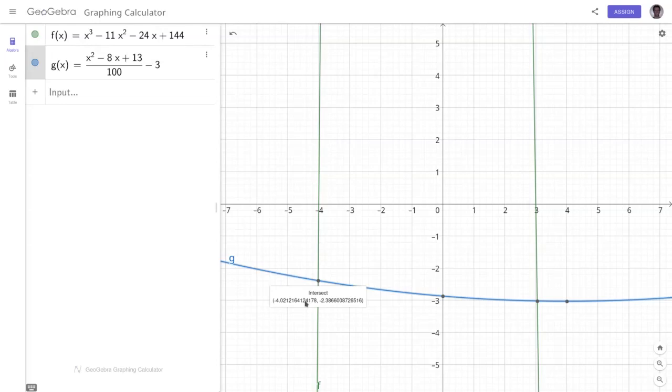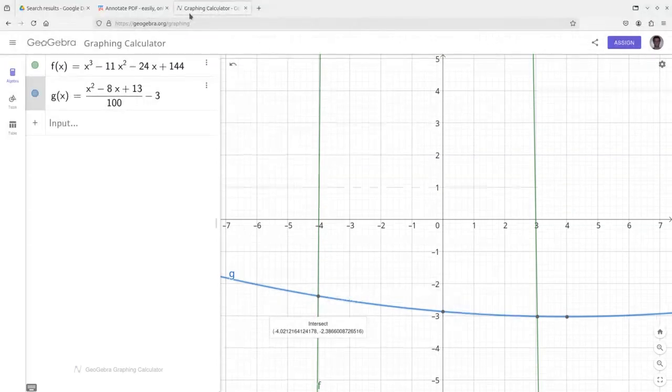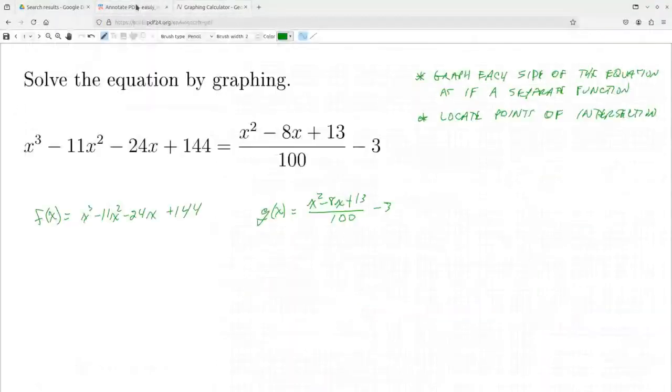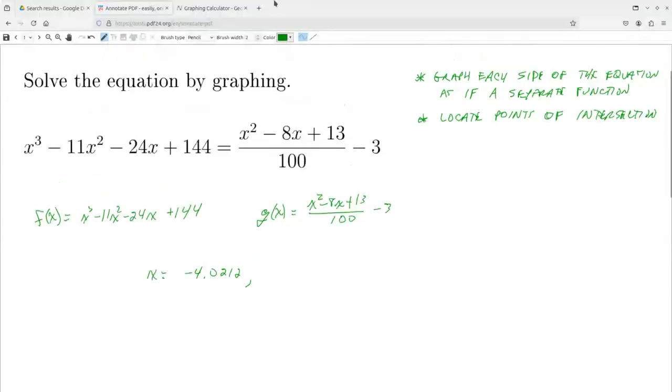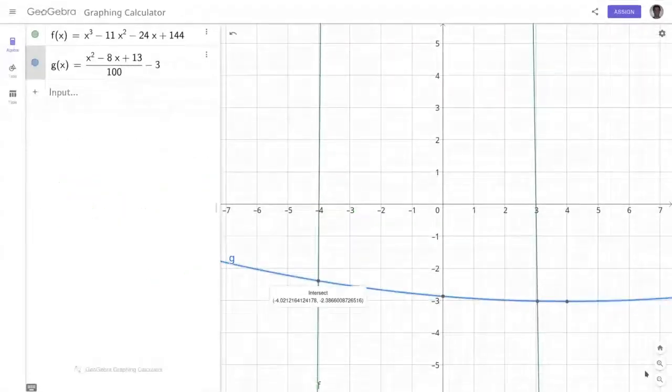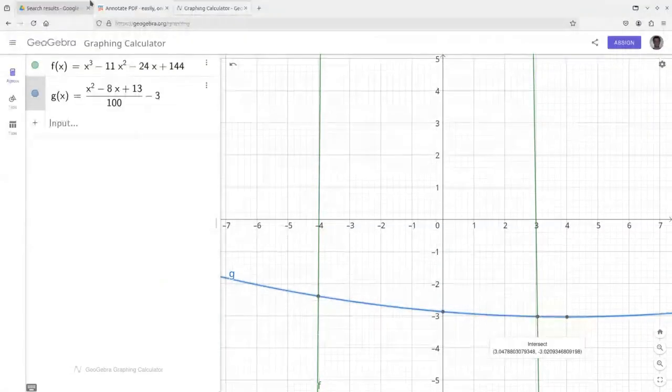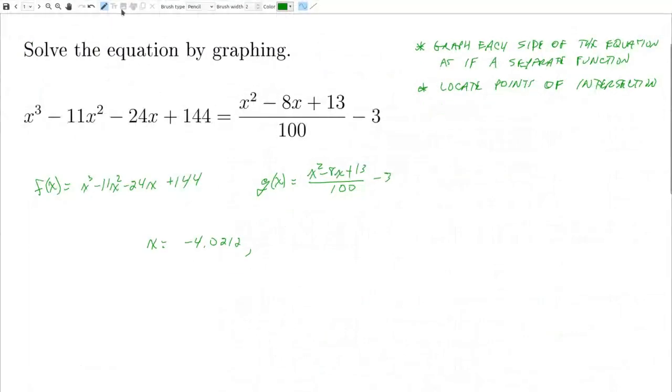So my first solution is x equals -4.0212. And that's the best we can do. We'll never get an exact answer, but we'll get some approximations. And if I click this other one, it's 3.0479 rounded off. And that's it.